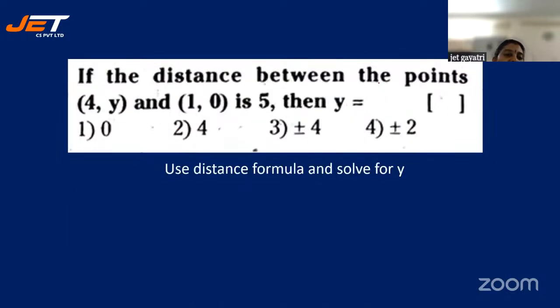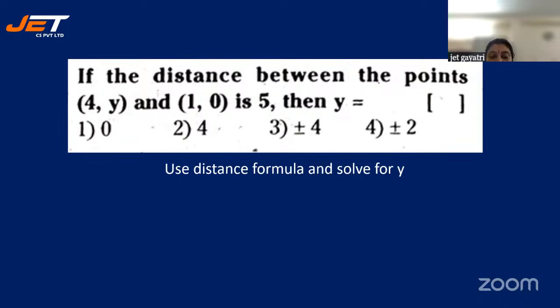If the distance between the points 4 comma y and 1 comma 0 is 5, then what is y? Okay, so you should use the distance formula and solve for y. So let's see how many of you are going to give me the correct answer.